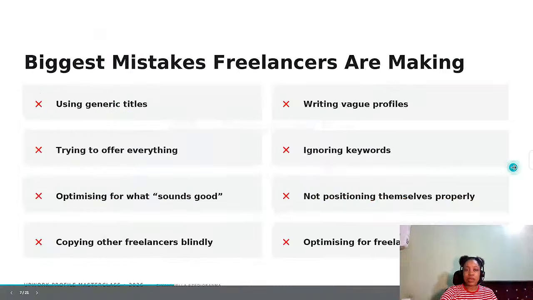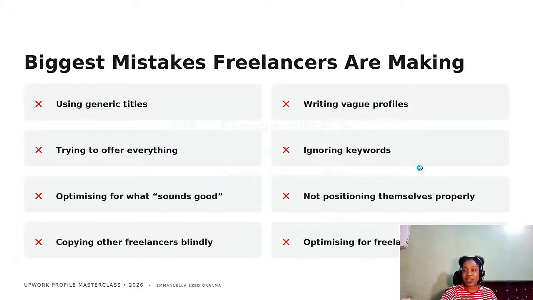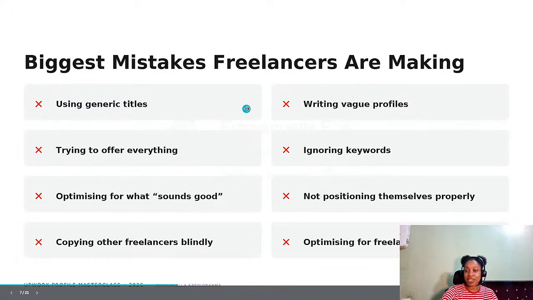So, the biggest mistakes freelancers are making. I'm just rushing this part so that we get into the practical aspects. The biggest mistakes most of us are making, I know I made them in the beginning, but then I learned my lesson and I'm doing my own thing now. So we use generic titles. I'm a virtual assistant. I'm an executive assistant. I am this and that, and that is just it. Now you don't ask yourself, is this the exact keyword my clients or my target audience are searching?